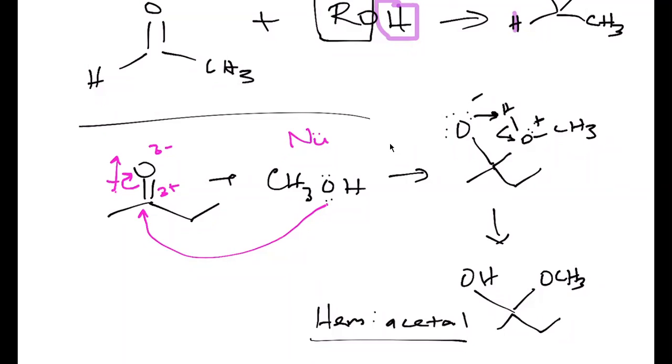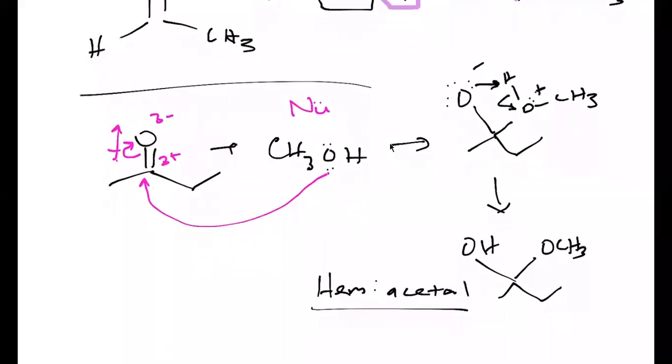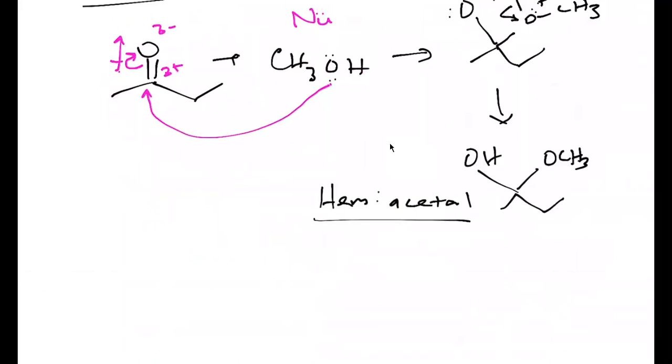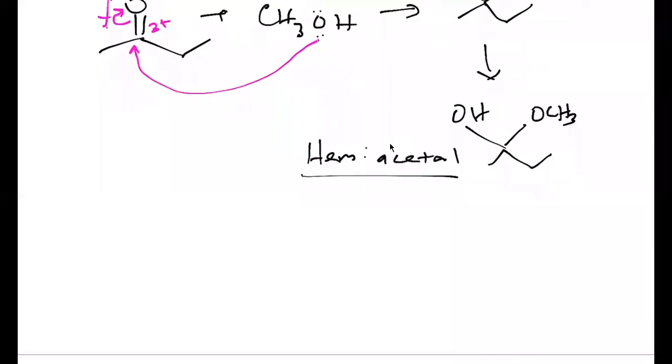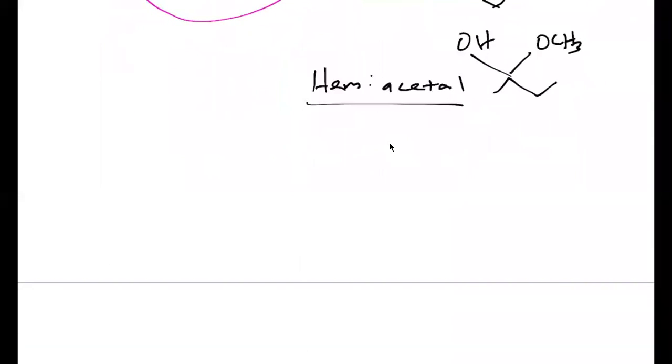The proton is not coming from an external source. It's coming intramolecularly from another atom within the same molecule. So it's intramolecular. That's your hemiacetal. If you want to make the acetal, you start with 2. If you can see right here, if you want to make the acetal, you start with 2 moles of alcohol instead of 1. And the starting point for the acetal formation is the hemiacetal.